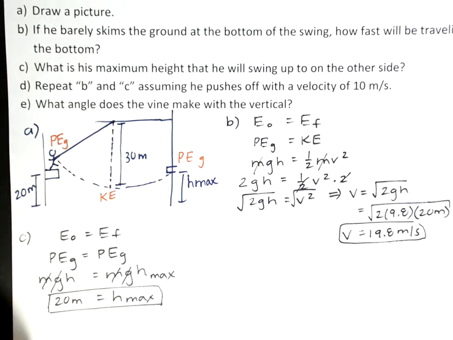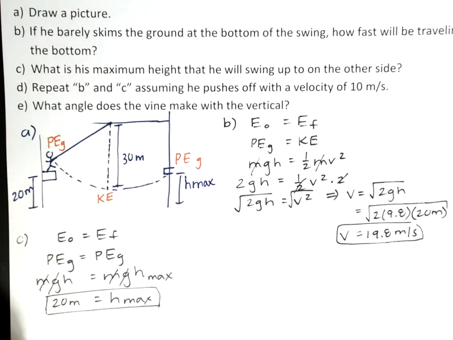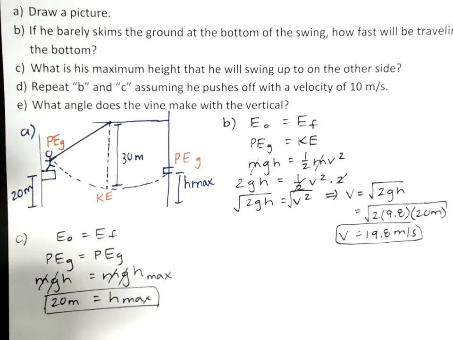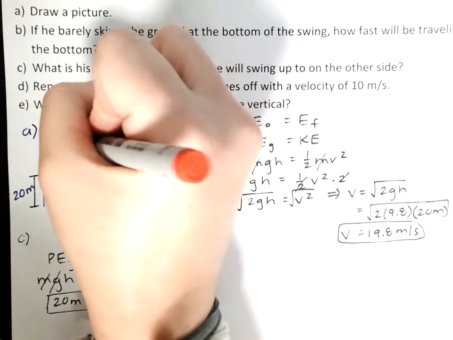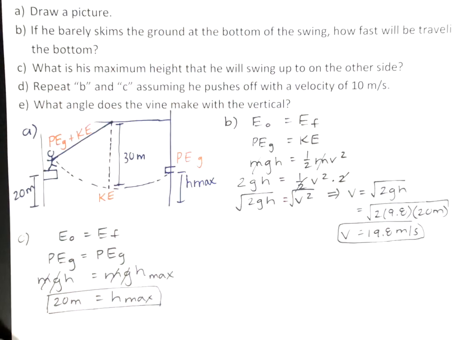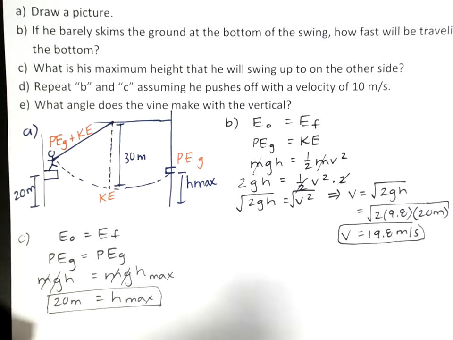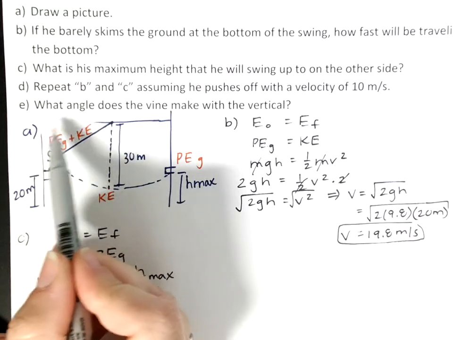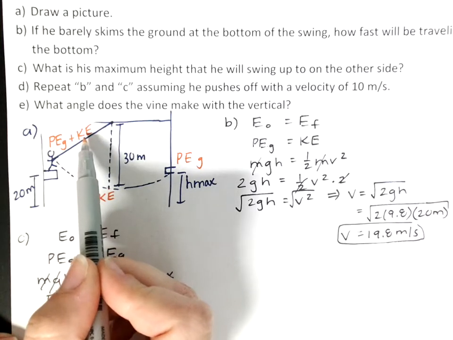Okay, so let's do part D. Repeat B and C, assuming he pushes off with a velocity of 10 meters per second. So now we are actually adding kinetic energy at the initial point because he has a speed. So now he'll have an initial energy of gravitational potential energy plus kinetic.